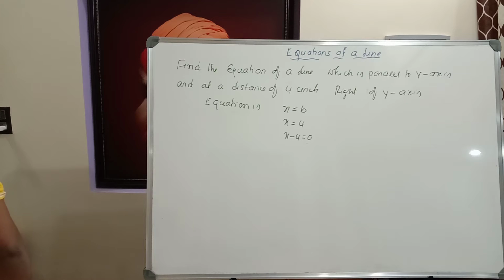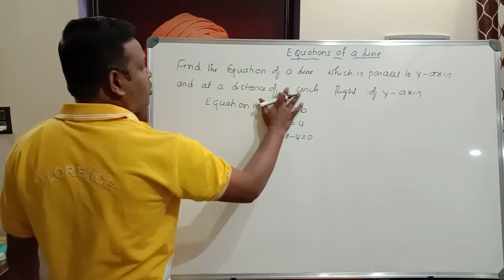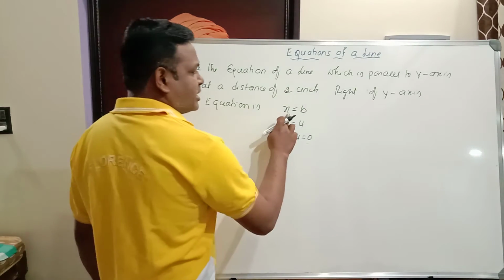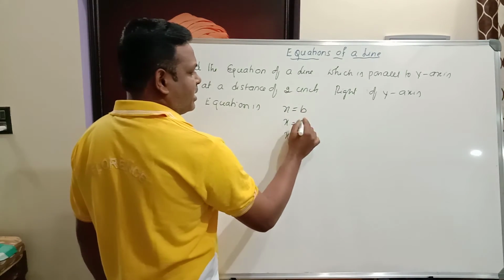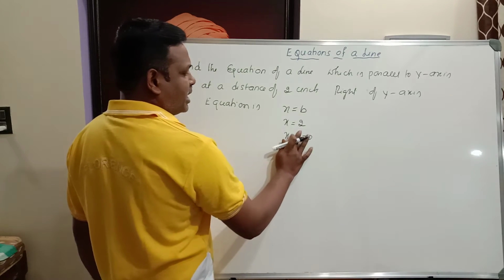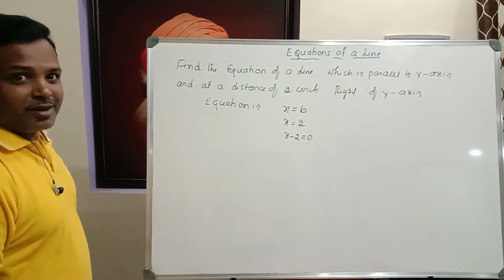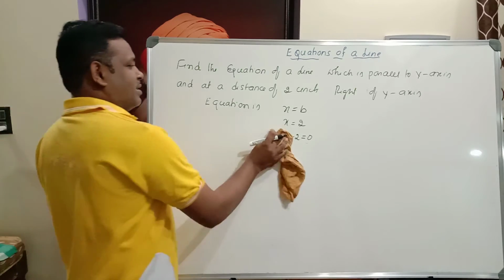Now, write the equation of a line which is parallel to y-axis and is at a distance of 2 units right of y-axis. Then the equation is x is equal to b, nothing but x is equal to 2. Nothing but x minus 2 is equal to 0. This is the equation. Got my point? Right. Next, look at this.